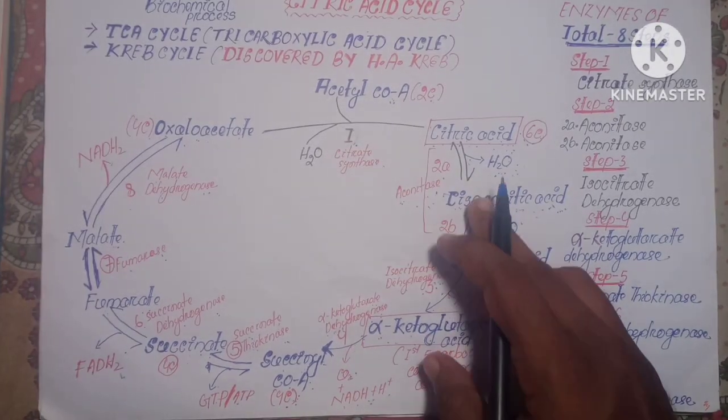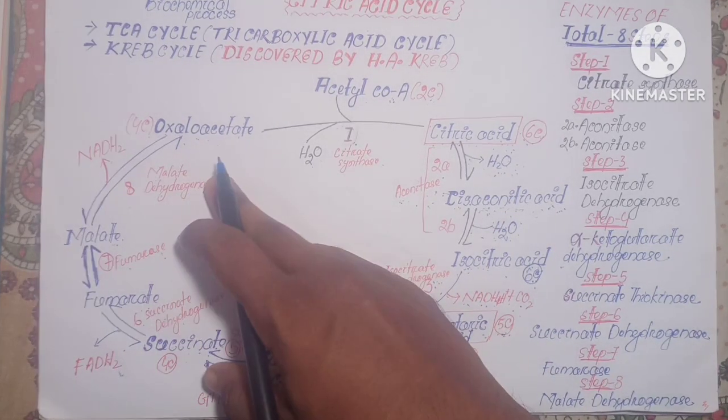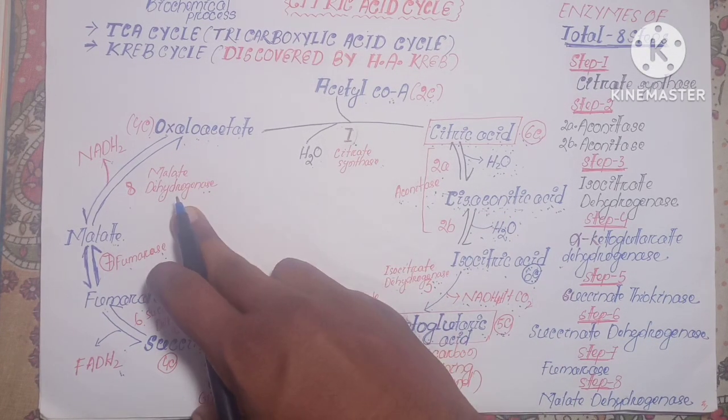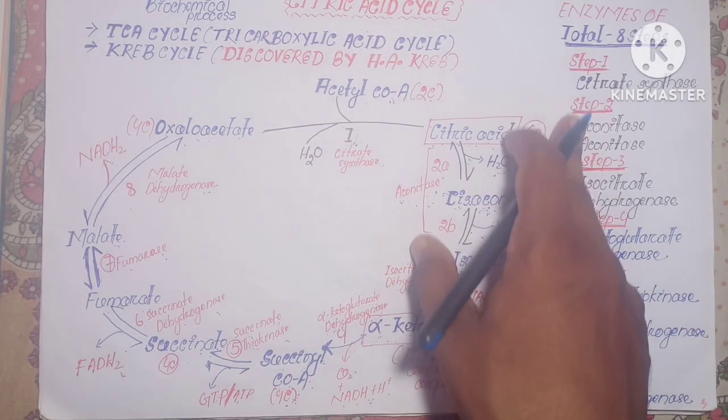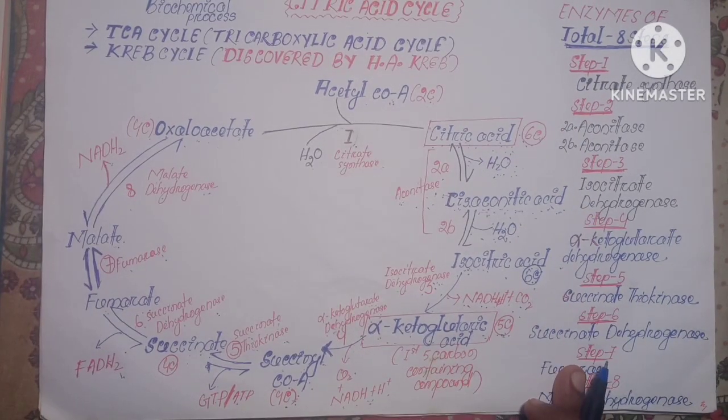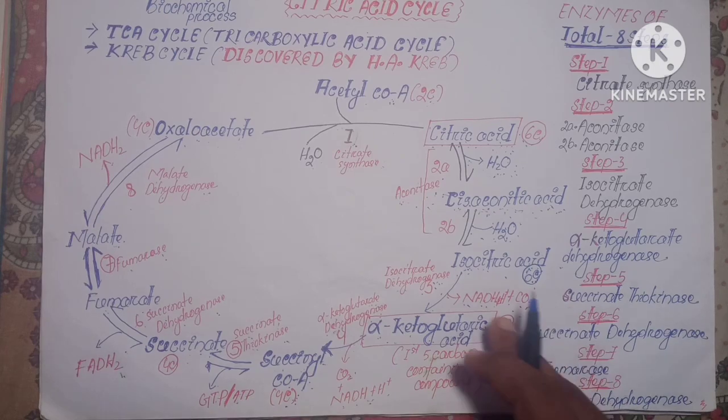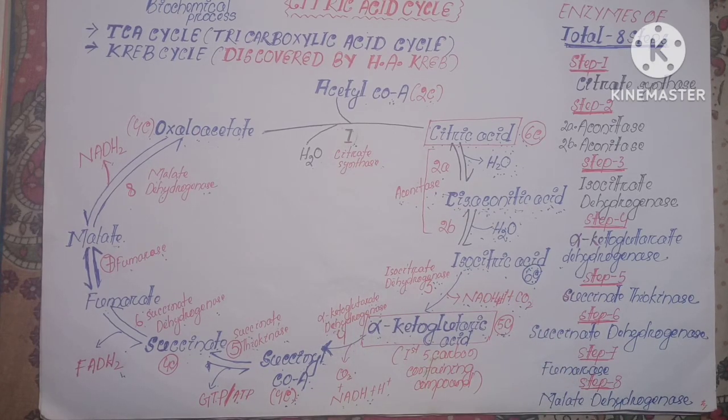In this cycle, there are 8 different steps. In these 8 different steps, 8 different types of enzymes regulate all the steps of the citric acid cycle.